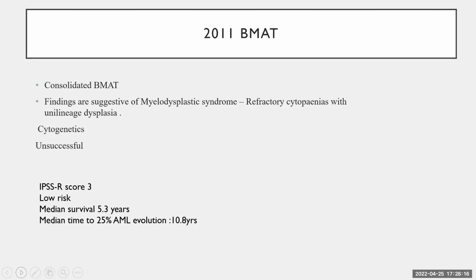The bone marrow done in 2011 had findings suggestive of a myelodysplastic syndrome, refractory cytopenias with unilineage dysplasia. However, cytogenetics were unsuccessful. With the information we had, his IPSS-R score was 3, which would put him at low risk, with a median survival of 5.3 years and a median time to 25% AML evolution of 10.8 years.